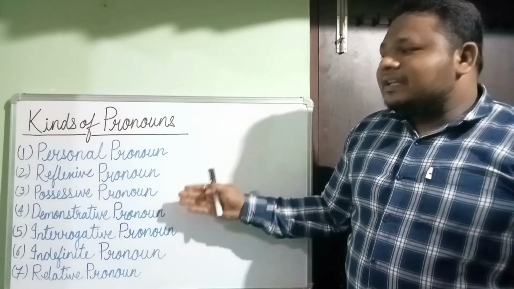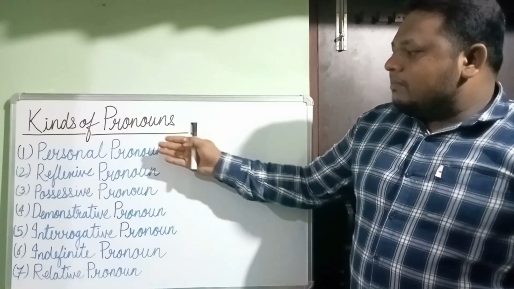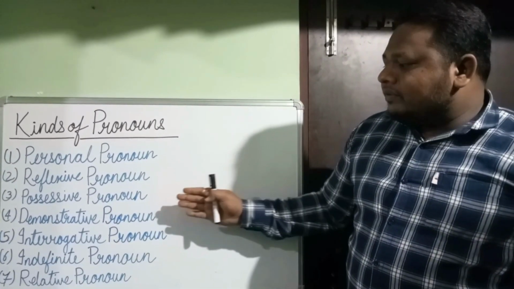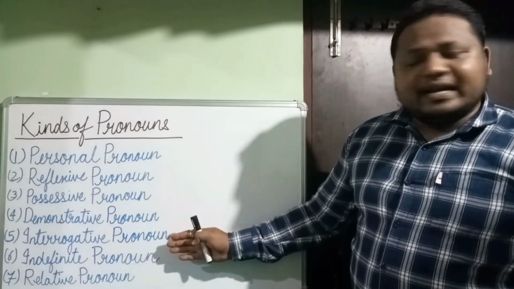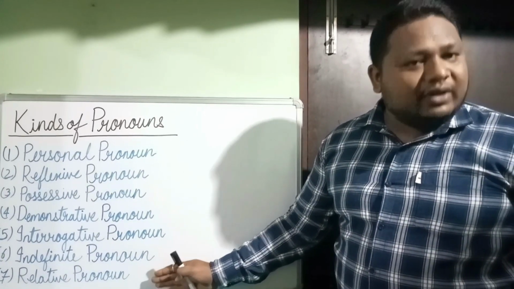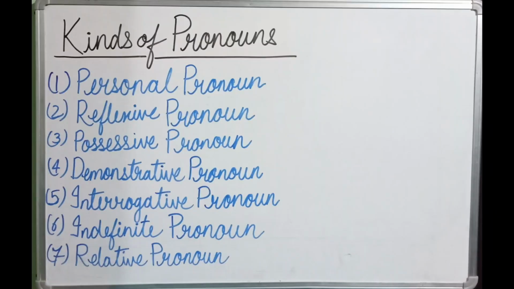Mainly, there are 7 kinds of pronouns: personal pronoun, reflexive pronoun, possessive pronoun, demonstrative pronoun, interrogative pronoun, indefinite pronoun, and relative pronoun. Before discussing the kinds of pronoun, I would like to discuss persons, subject pronoun, and object pronoun.